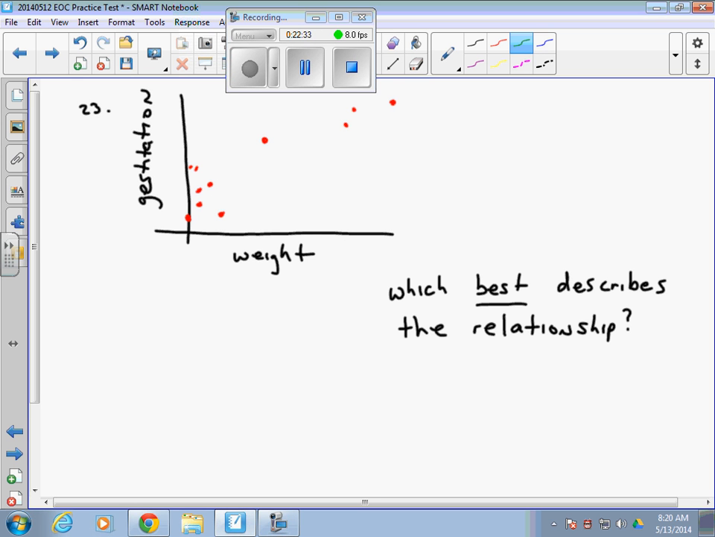Number 23 says she's studying the average weight with the gestation period. And this is what she gets when she plots all of the points. Which of the following best describes the relationship? Well, you can see as the weight increases, it's smaller on the left, it's larger on the right. As the weight increases, the gestation period is getting longer. So even though they're not on a perfectly straight line, you can see that there's a trend line going through them. So it says, what's the best description? The second one. It's linear. As animal weight increases, gestation period increases.